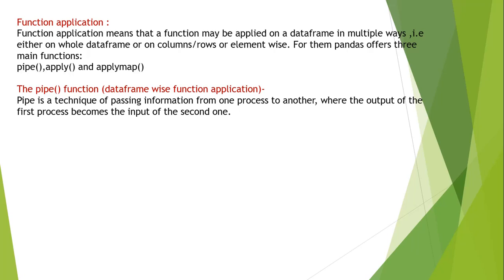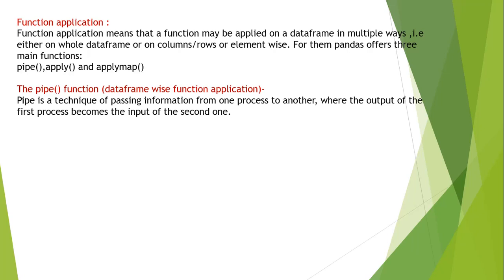It may be on particular individual elements, or on a particular row, on multiple rows, on multiple columns, or on the whole data frame itself. So function application can be applied in these multiple ways, that is, either on the whole data frame, or on columns or rows, or element wise. For fulfilling this purpose, pandas offers three main functions: pipe, apply, and applymap. Let's discuss these three functions.